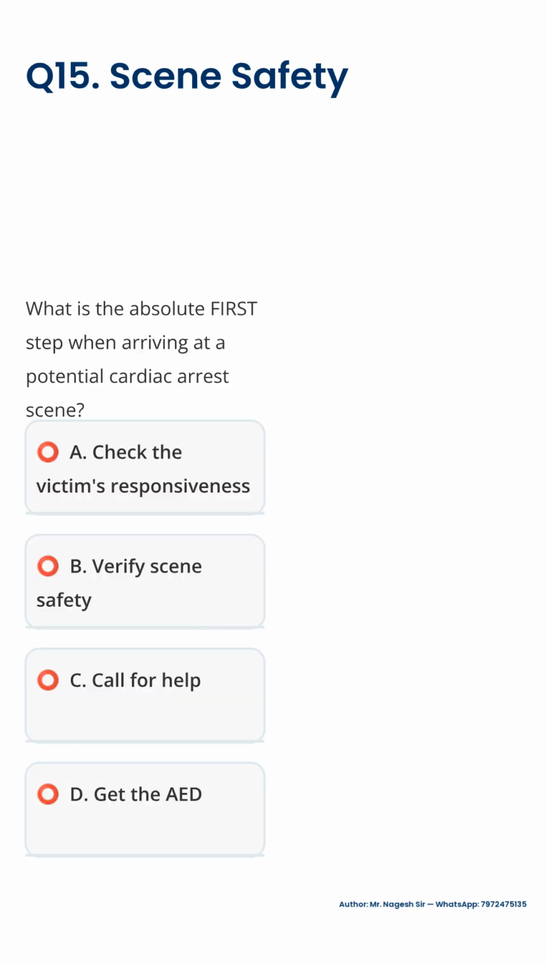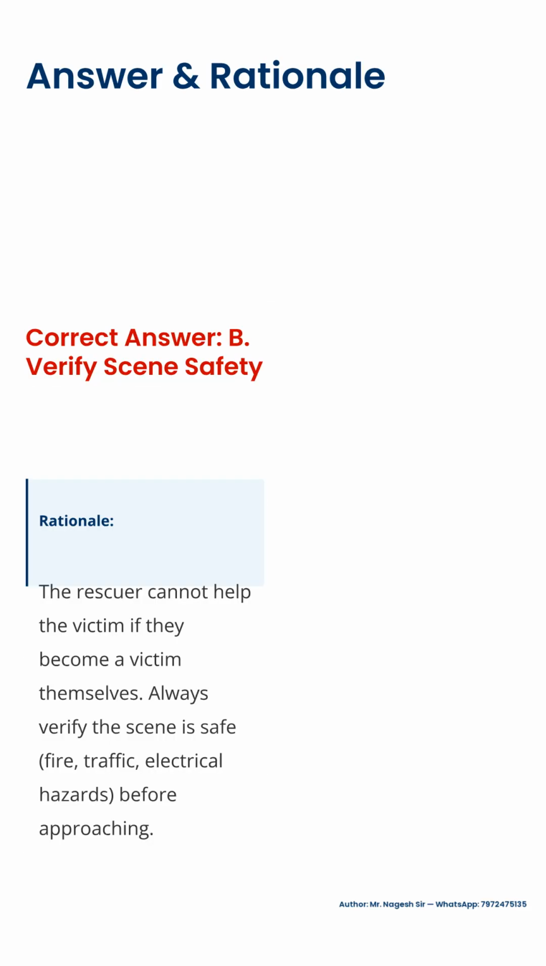Question 15. Scene safety. What is the absolute first step when arriving at a potential cardiac arrest scene? The correct answer is B. Verify scene safety. Always ensure the scene is safe from hazards before approaching the victim, because the rescuer cannot help if they become a victim.